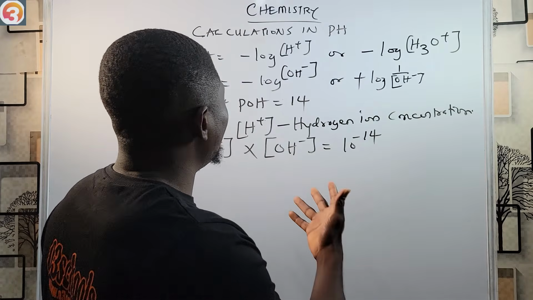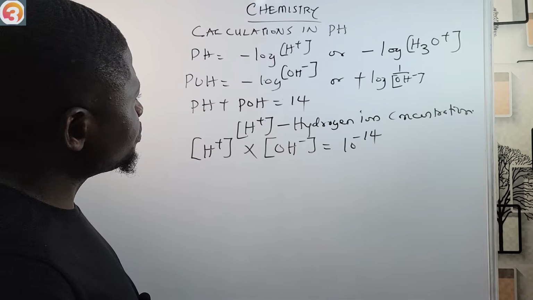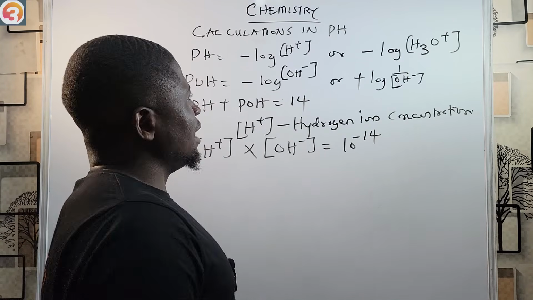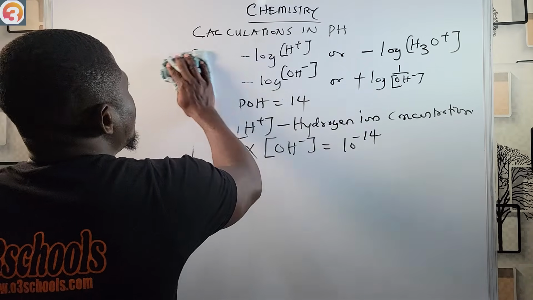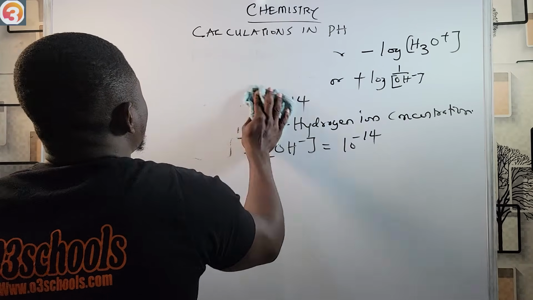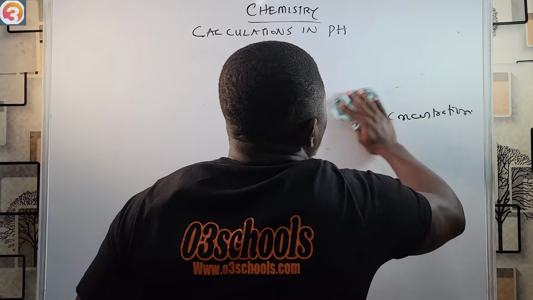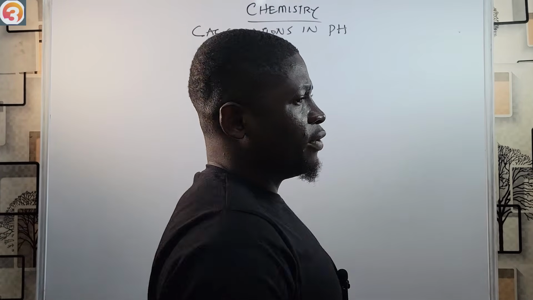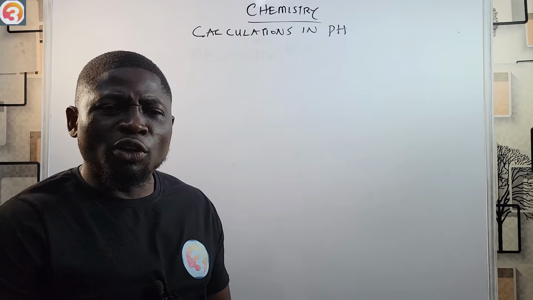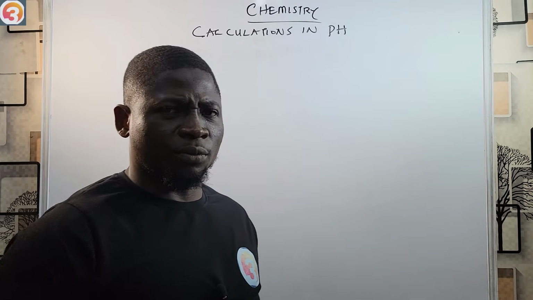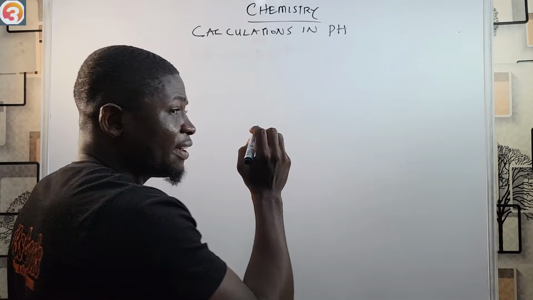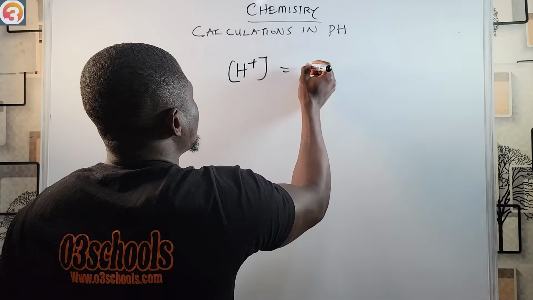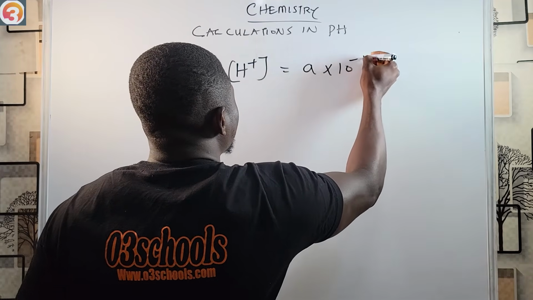So these formulas, like I said, will be useful going forward to solve questions under pH. Now let's go to calculations in pH proper. There are so many things that we need to know when it comes to solving questions in pH. So for example, if I'm given that the hydrogen ion concentration of a solution is equal to A times 10 to the power minus n.